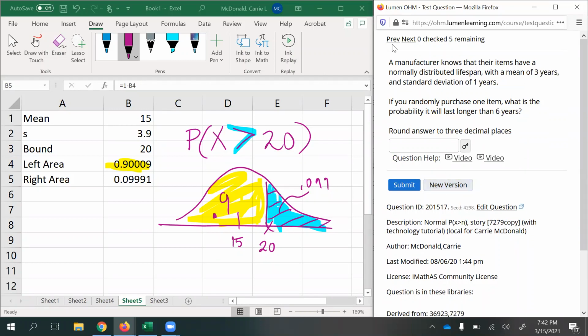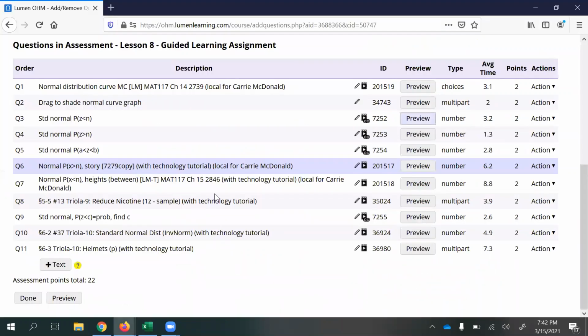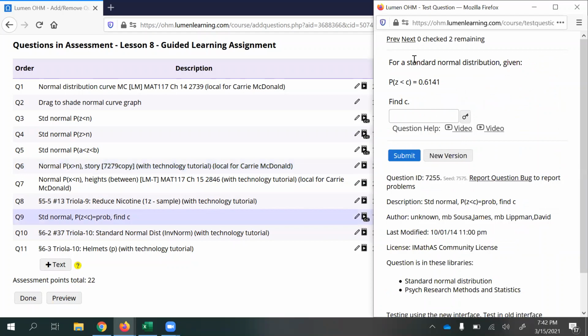Oh, I'm doing the new version of the same problem over and over again. That doesn't help. Okay, let's find one where we actually have to find C. Okay, so this is a good example.